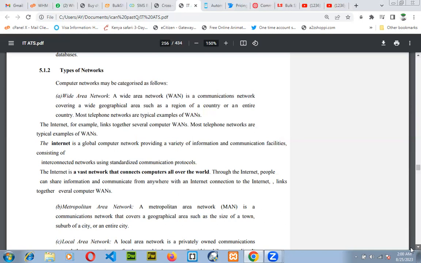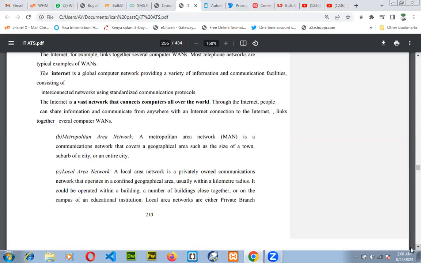Now let's talk about the metropolitan area network. The metropolitan area network is a communication network that covers a geographical area such as the size of a town, a suburb of a city, or an entire city. But the truth of the matter now is that whether it's a wide area network or a metropolitan area network, they use the same facilities in the real world.